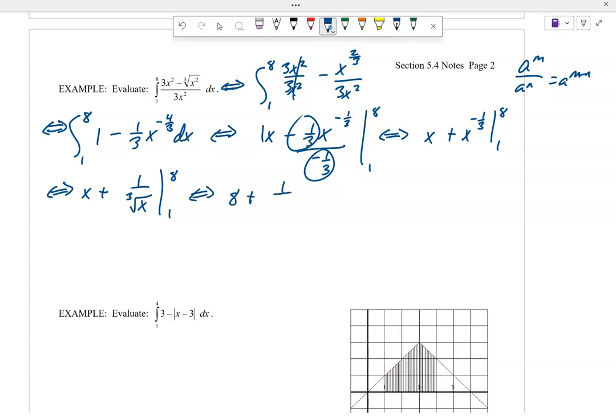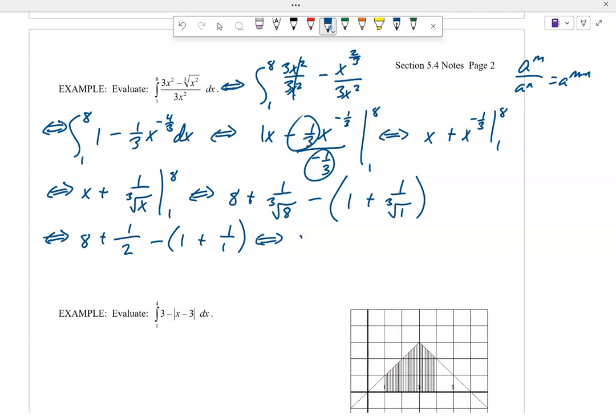Now let's go ahead and plug in the 8. I got 8 plus 1 over the 3rd root of 8, minus, now I'm going to plug in the 1, 1 plus 1 over the 3rd root of 1. The 3rd root of 8 is 2, right? 2 times 2 times 2 is 8. Minus 1 plus 1 over the 3rd root of 1. And so we've got 8 plus a half minus 1 plus 1, which is 2. So I got 6 plus a half, 12 over 2 plus 1 over 2. I've got 13 over 2 on that one.